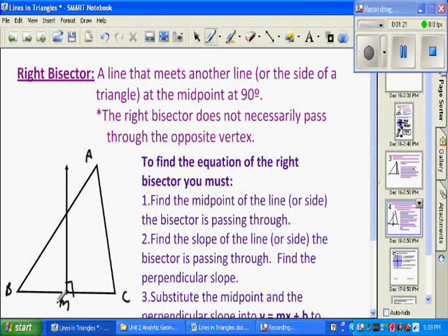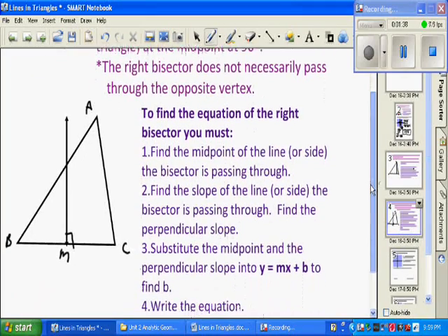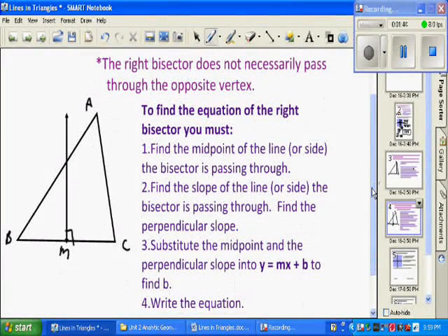Once you find the midpoint, you can find the slope of BC and then use that slope to find the slope of the bisector because they're perpendicular. The last thing you want to do is substitute in the midpoint and the slope and find b and then write the equation. So these are all different steps you have to take. You just have to remember what you're looking for and what line you're doing. So if you're using altitude or right bisector, you're using 90 degrees, so you have to use the perpendicular slope.